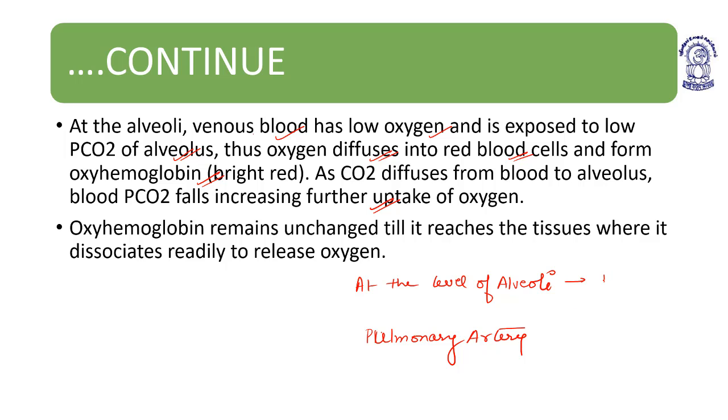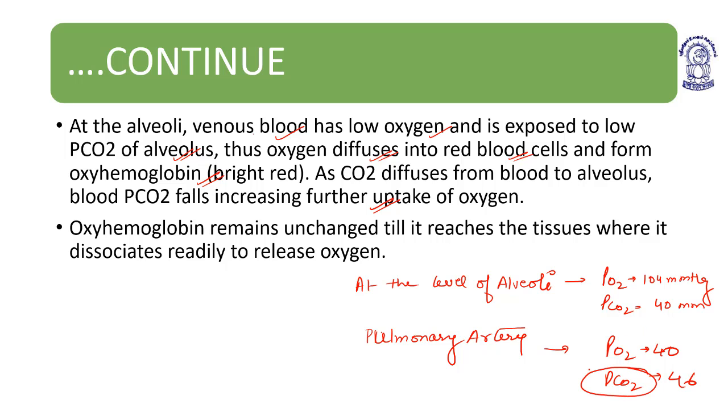So alveolar air basically has a partial pressure of O2 of 104 millimeters of mercury and a partial pressure of CO2 of 40 millimeters of mercury. The pulmonary artery carries blood with a partial pressure of oxygen of 40 millimeters of mercury and PCO2 of 46 millimeters of mercury. The diffusion of CO2 gas is much faster in comparison to oxygen gas. Although the gap is very small, the rate of diffusion of CO2 is much faster. It is twice that of oxygen gas.